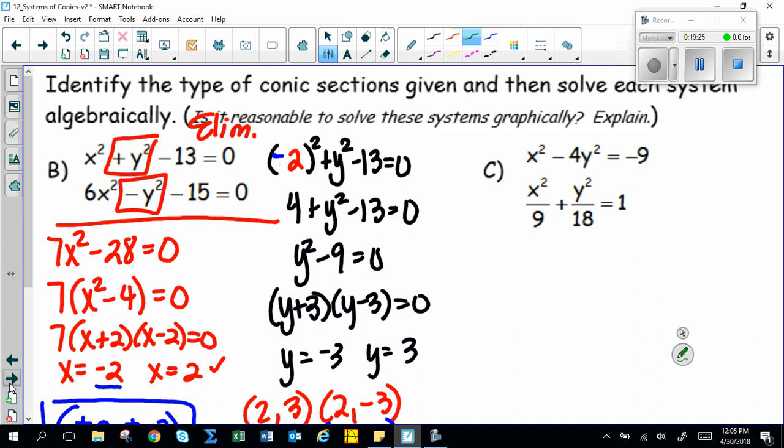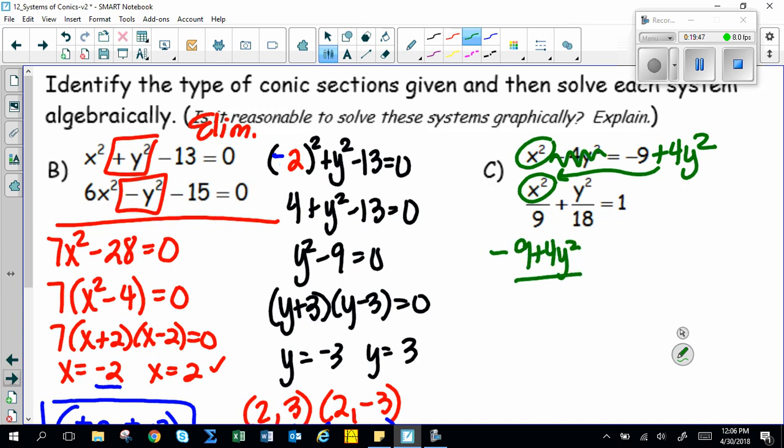I think I'd probably do substitution because I can add the 4y squared here, right? Getting rid of this. And then I have this x squared all by itself. So I can replace this x squared with all of this stuff here. So I would have negative 9 plus 4y squared, that's over 9, plus y squared over 18 equals 1. So this is a rational equation.